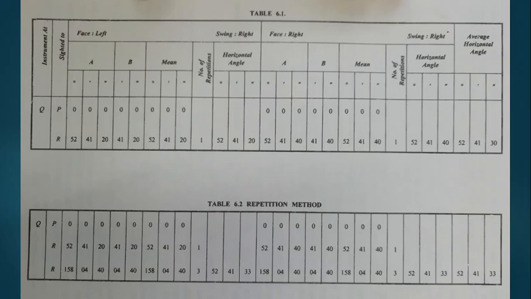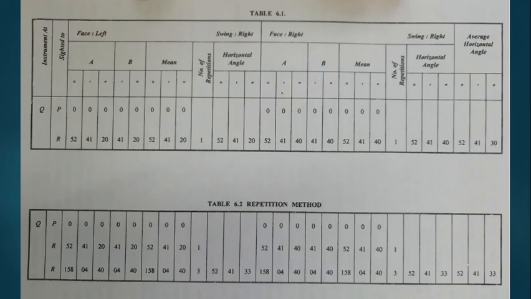Then we'll come to the second half portion, face right. That means with a change in the face you are going to repeat the entire process. That means vernier A, B, and in vernier A again you will have degrees, minutes and seconds, and vernier B minutes and seconds only.